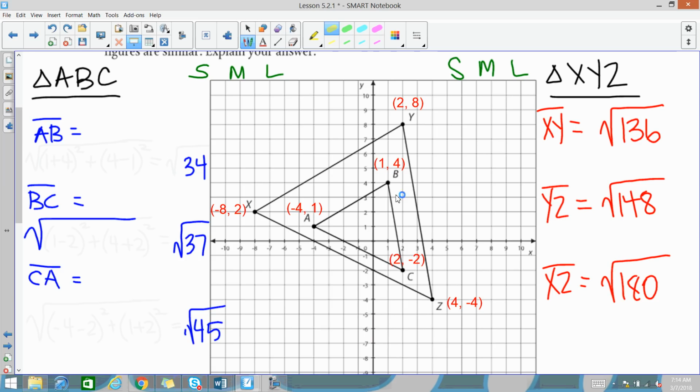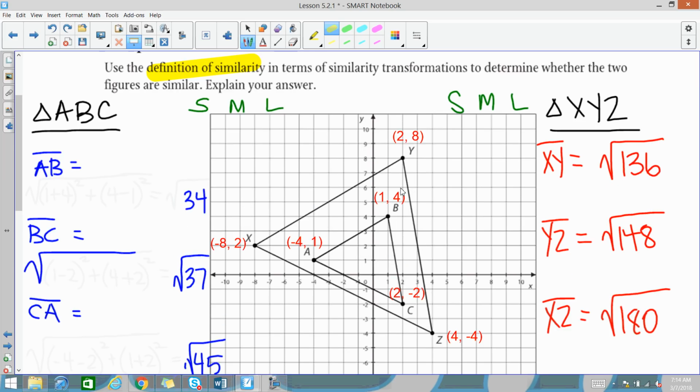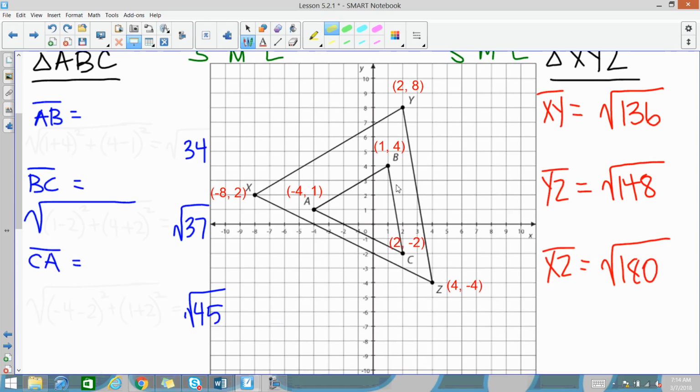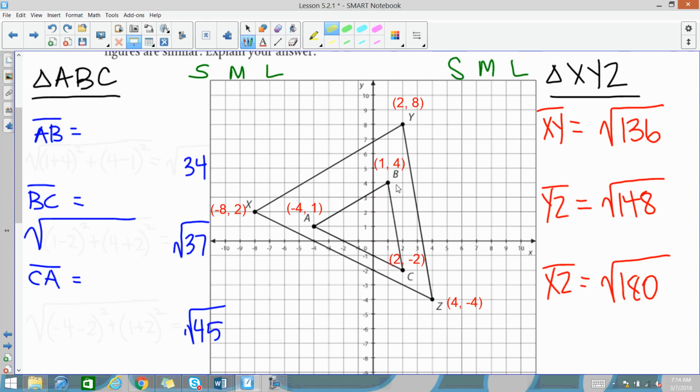So what we're going to do is we're not going to think about the arc marks. Arc marks are okay right now. Angles are congruent, whatever. What we're going to do is look at sides. Are the side lengths corresponding? Do they have a common scale factor? So how do we do that on a graph like this?